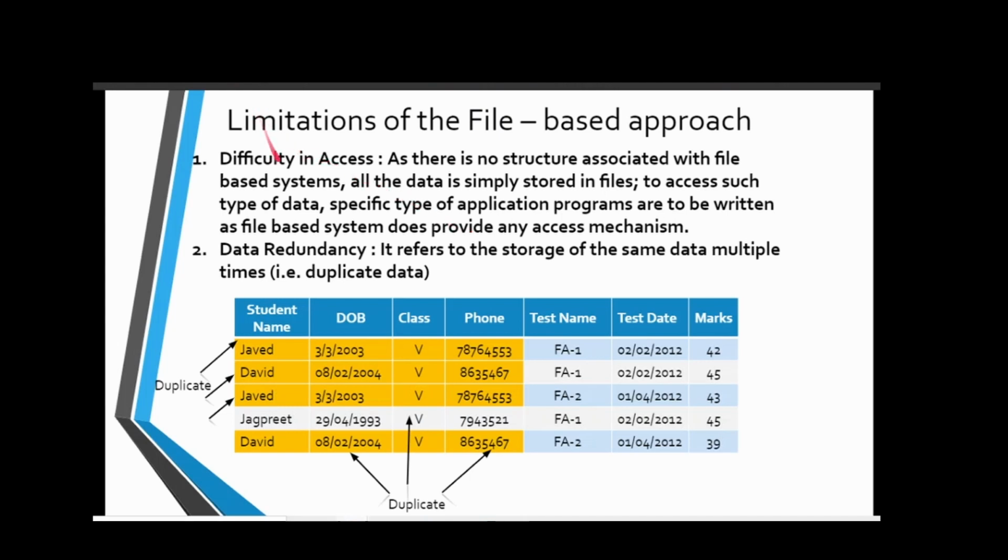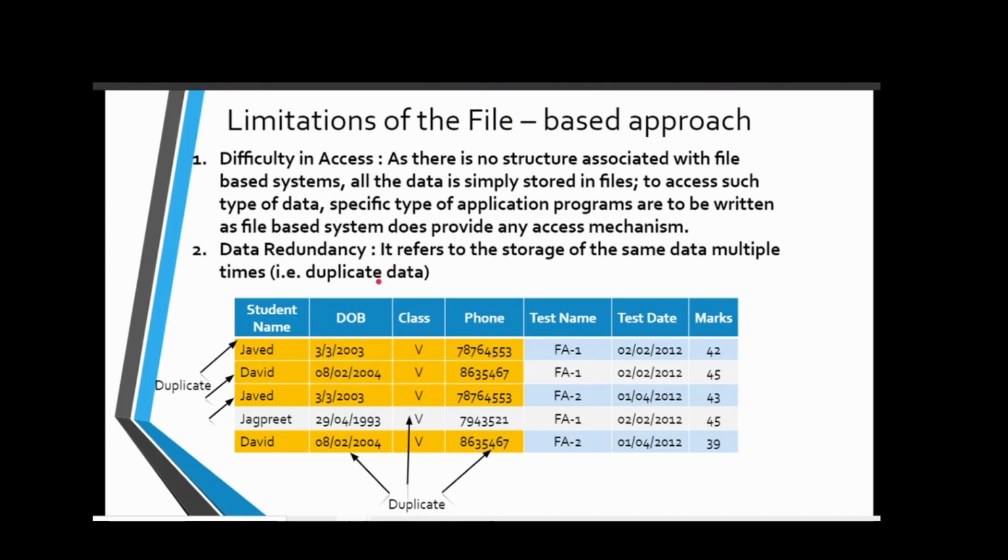So the same goes with the file based system. There was no access mechanism to jump to a specific record. It was very difficult to access. Now come to data redundancy. What is data redundancy? It refers to the storage of the same data multiple times. That means data repetition or data duplication is known as data redundancy.